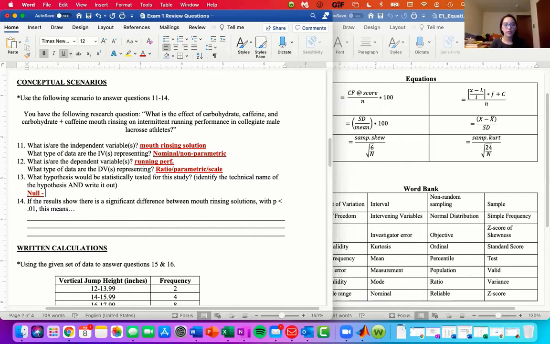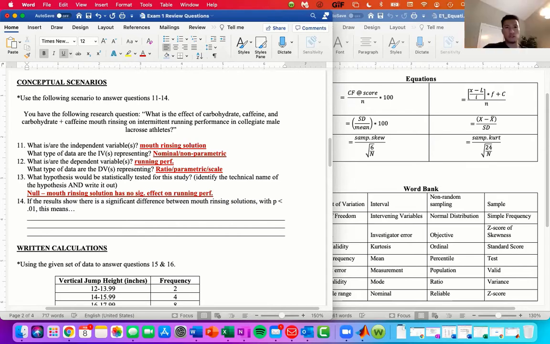In this case, since we're looking at an effect here, we would say the null hypothesis written out is, there's several ways you can write this, I'm going to choose my favorite way, which is that mouth rinsing solution has no significant effect on running performance. Okay. Natalie, what would be an example of the research hypothesis? Mouth rinsing solution does have a significant effect on running performance.